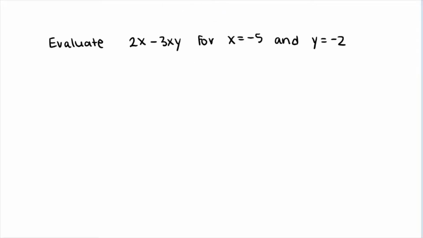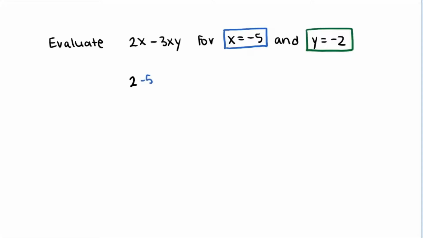So next, let's evaluate this expression that includes variables. And we're given the values of these variables. Here we're told to compute the result when x is equal to negative 5, and compute the result when y is equal to negative 2. So here, that just means wherever I see x in my expression, replace that with the value negative 5.